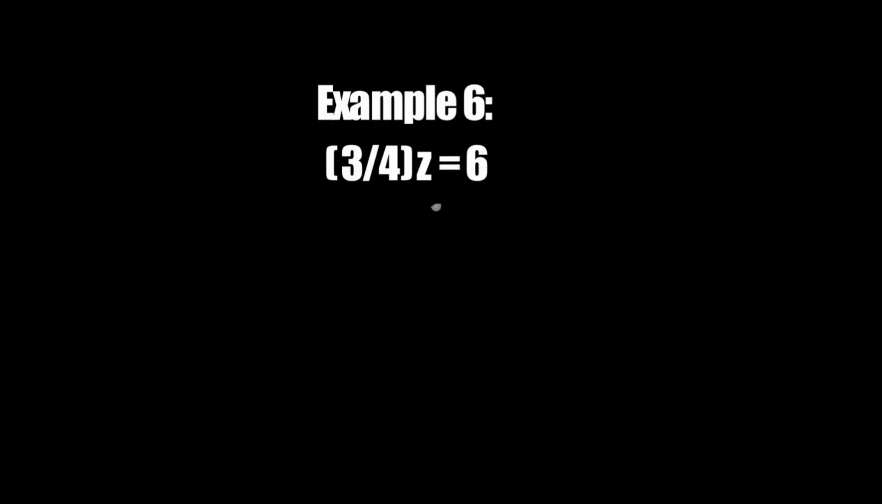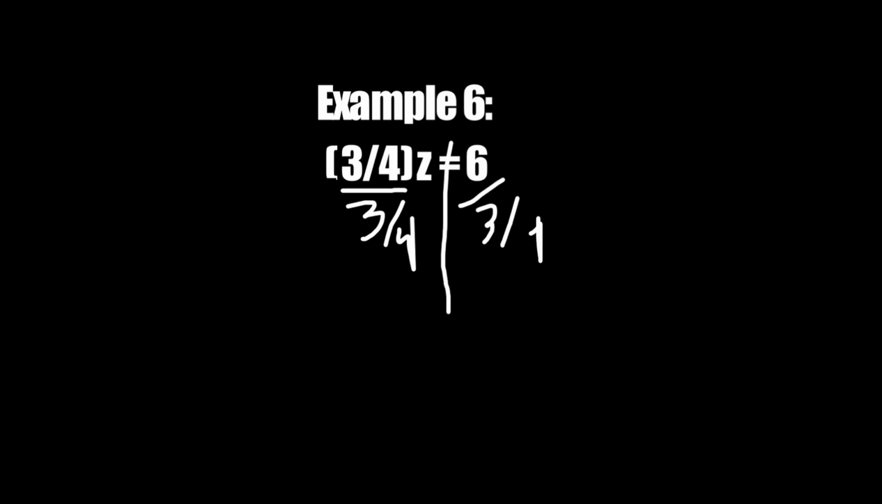Example number 6. 3 divided by 4 times z equals 6. The variable z is being multiplied by 3 divided by 4, so we're going to be dividing by 3 divided by 4. And that will give us z equals 8.